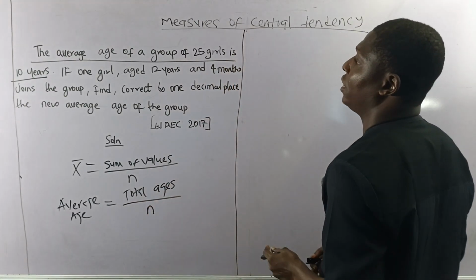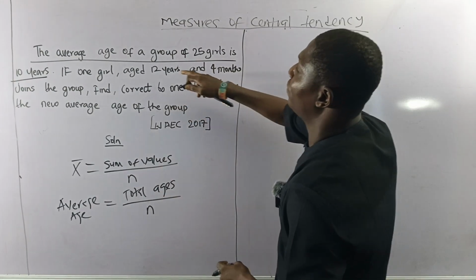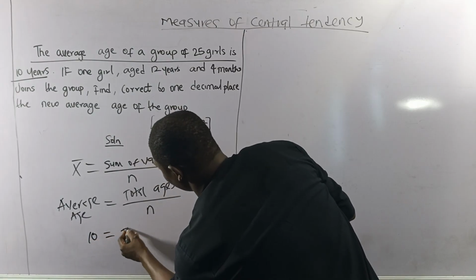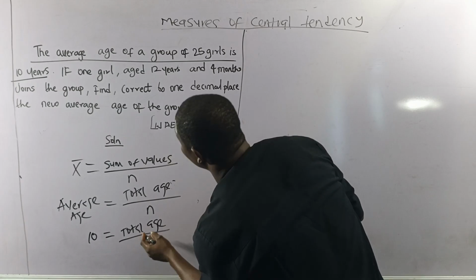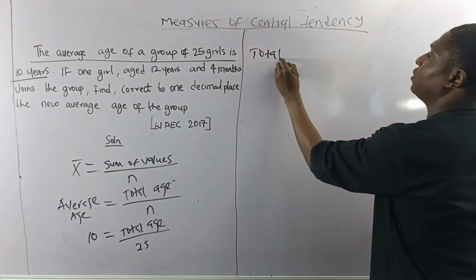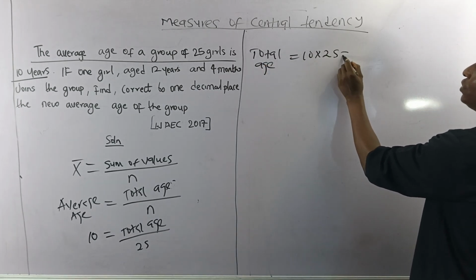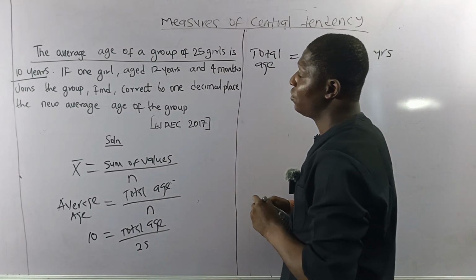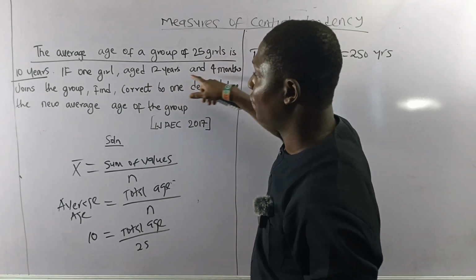Now they say that the number is 25, and the average of these 25 girls is 10 years. So we have 10 equals the total age of the 25 girls all over the number, which is 25. So our total age for the 25 girls gives 10 times 25, which is equal to 250 years.